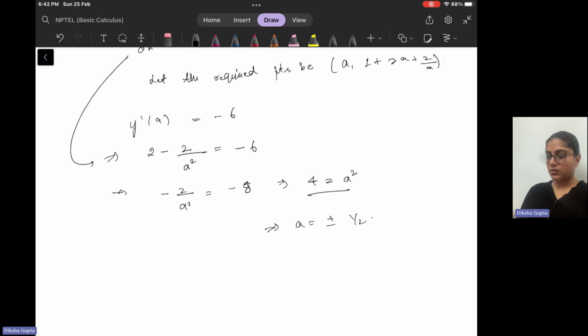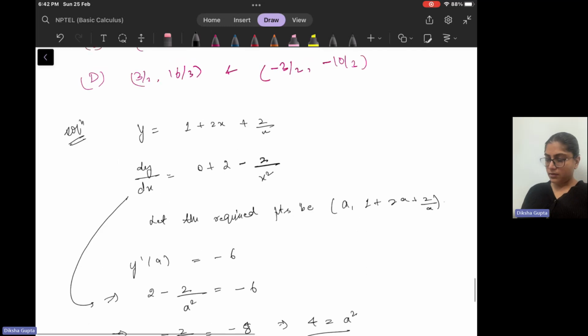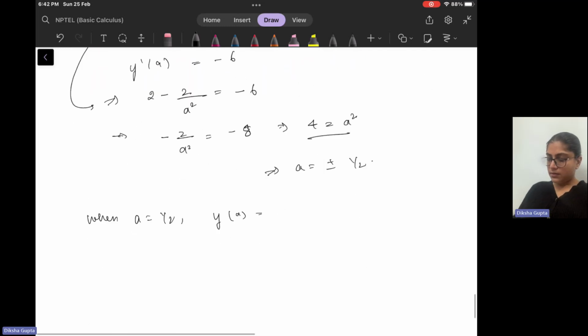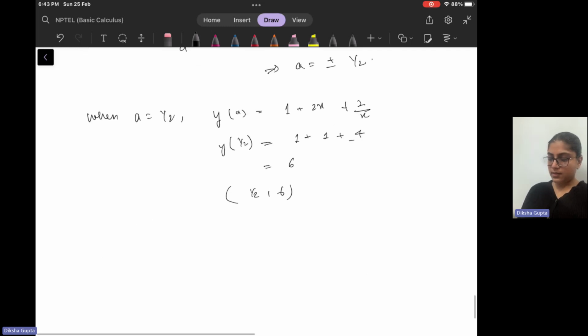So when x is plus or minus 1 by 2, y dash will be minus 6. Now you have to find the corresponding y coordinate. When a is 1 by 2, y of a is 1 plus 2x plus 2 by x. So at the point 1 by 2, it is 1 plus 1 plus 4, so it is 6. So one point is (1/2, 6).